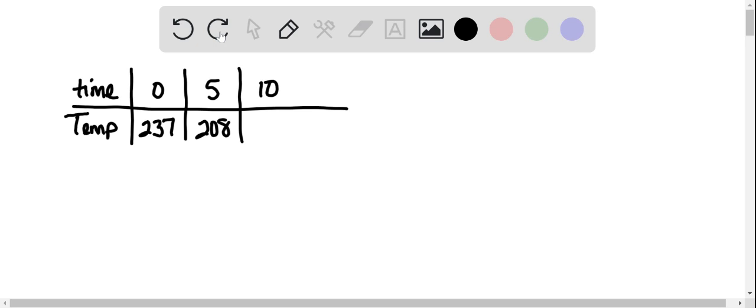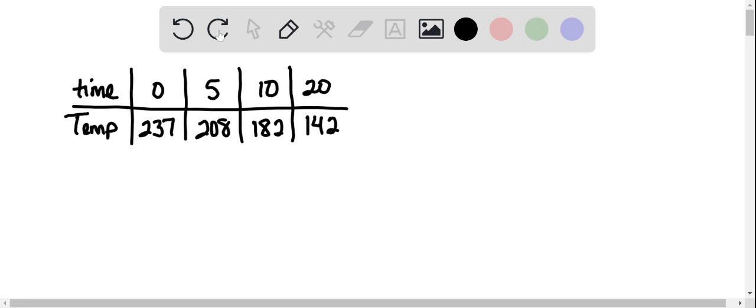Another 5 minutes go by, so a total of 10 minutes has passed. Now it's 182. And then we wait another 10 minutes. So far 20 minutes has passed. Test the temperature, it's 142.